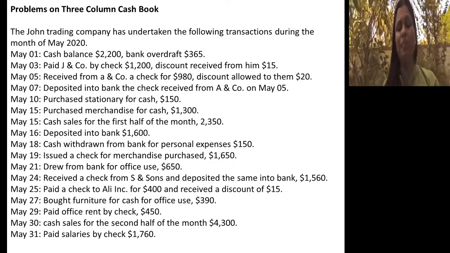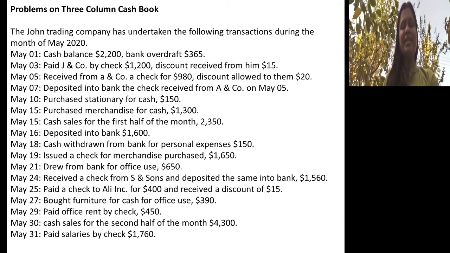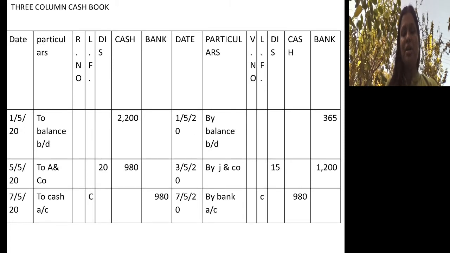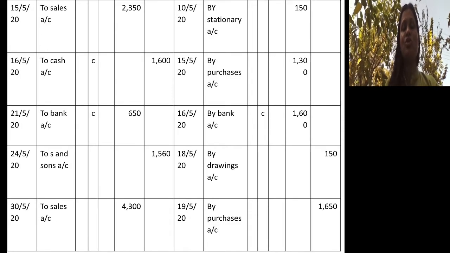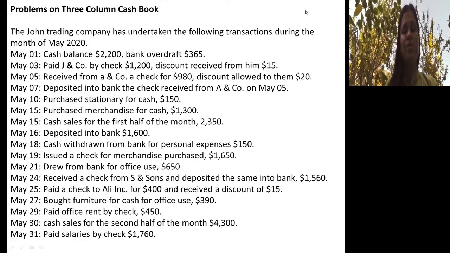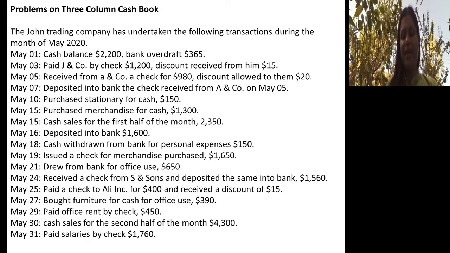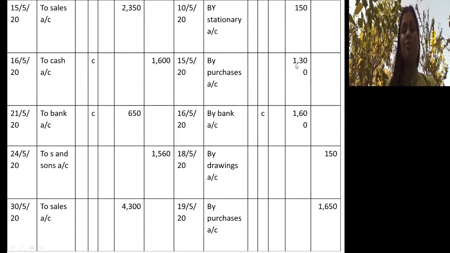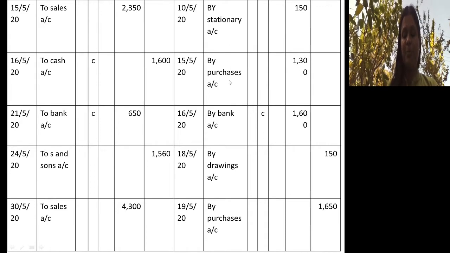Next one, purchase of stationery for cash. Whenever stationery is purchased for cash, the journal entry is stationery account debit to cash account. So cash reduces; the stationery account should be debited and the cash account should be credited. So it will be recorded on the credit side, cash column, 150. Next one, purchased merchandise for cash, which means we purchased goods for cash. What's the journal entry? Purchases account debit to cash account. The cash account must be credited, so in the cash column I recorded 1300. Reference was given to the account which gets debited, that is purchases.